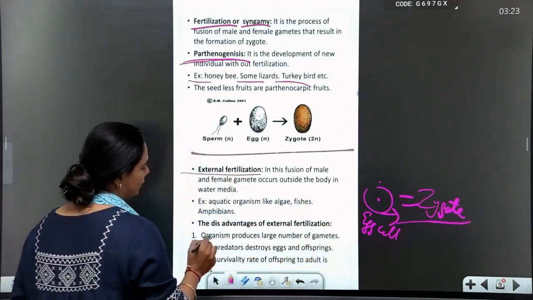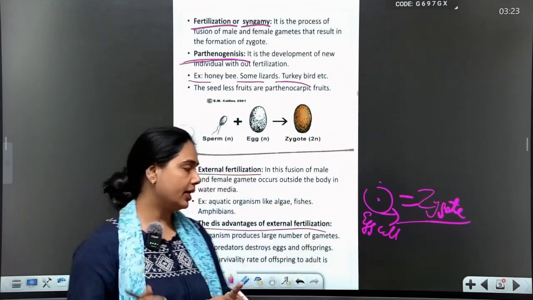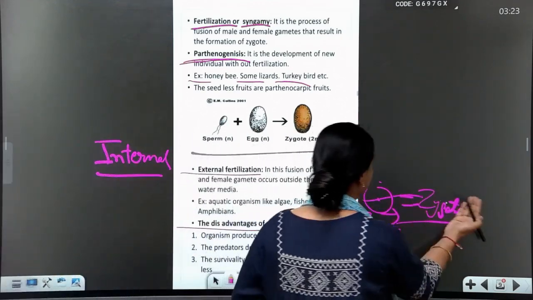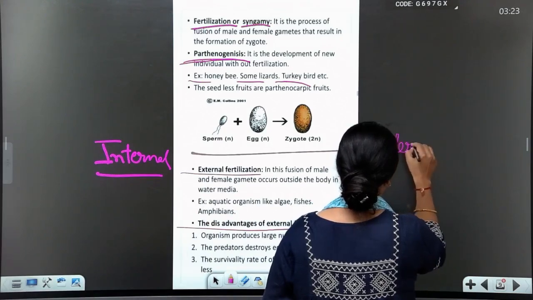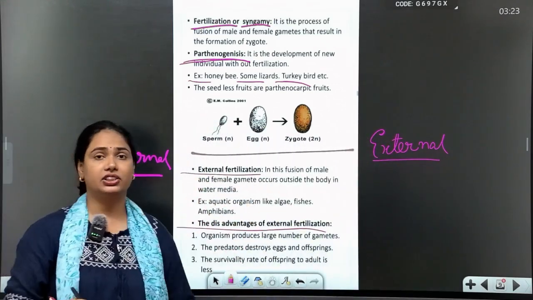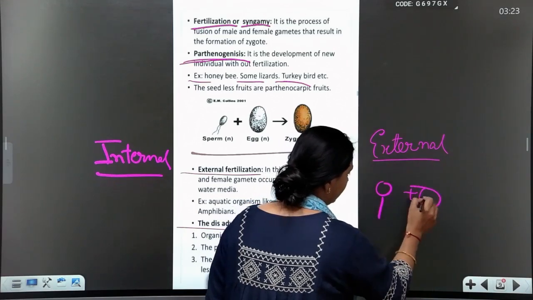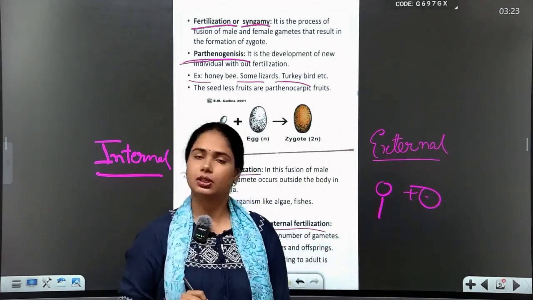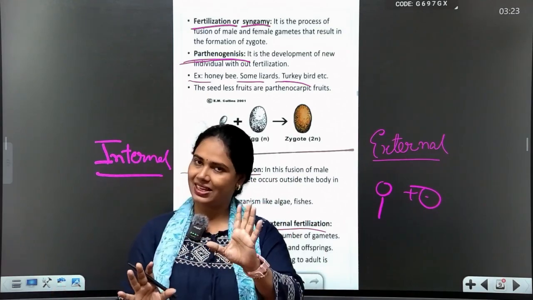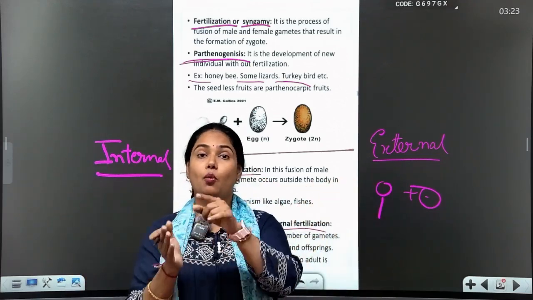Now, what is external fertilization and its disadvantage? There are two types of fertilization, internal and external. The major difference is that in external fertilization, sperm meets the ovum outside the body. For example, a frog: the male frog releases sperm in water, the female also releases her egg cells in water, and both gametes meet in water, not in the body.